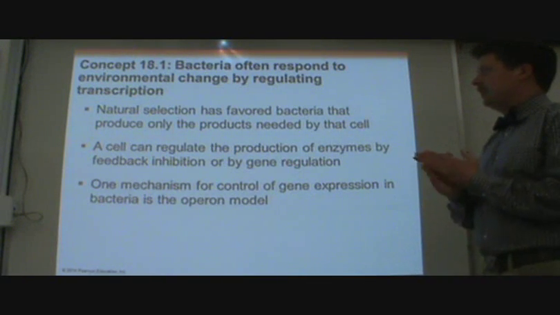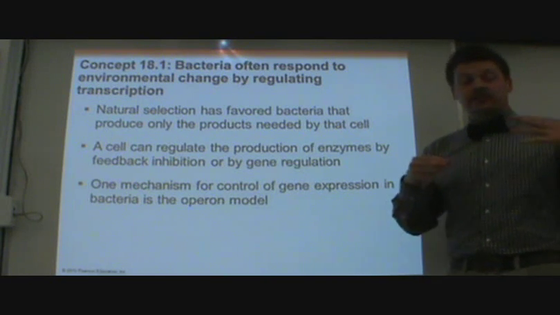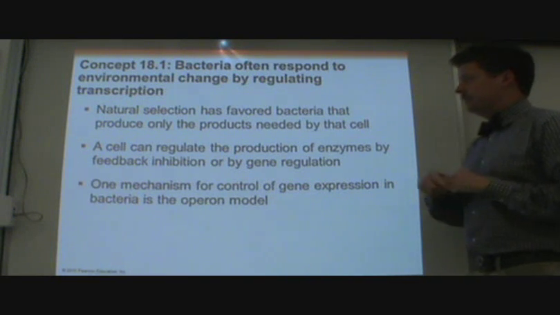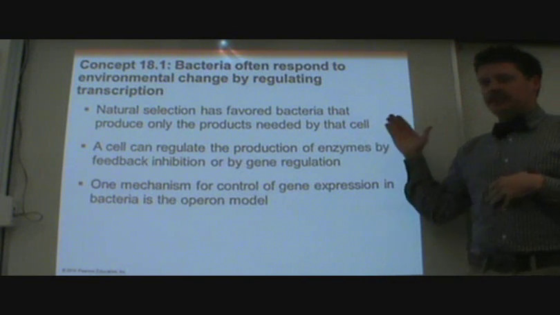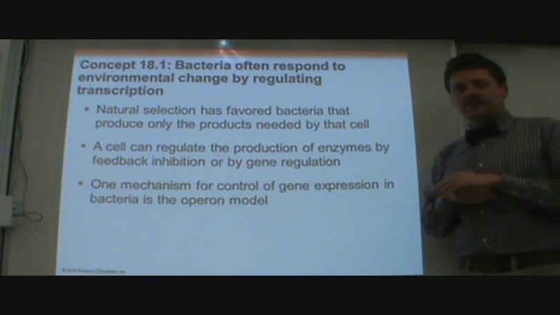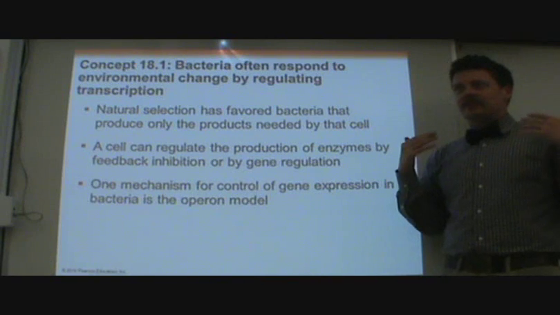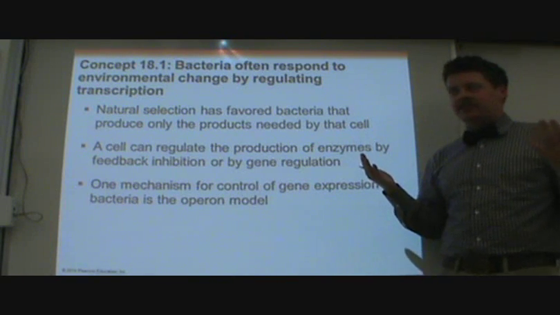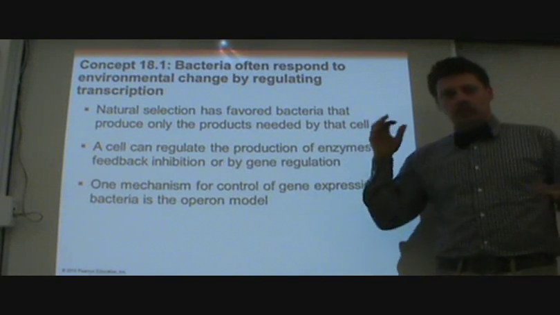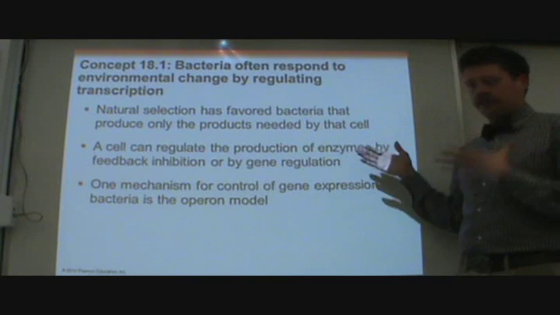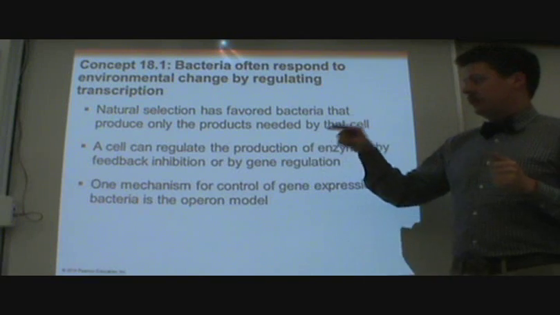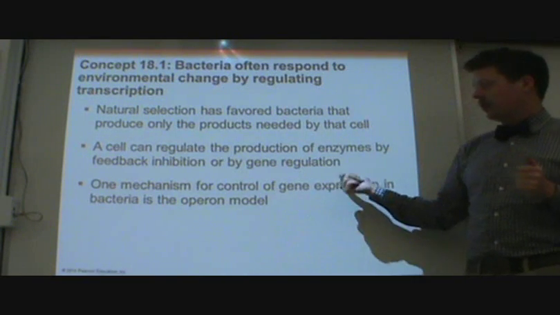So let's talk a little bit about regulating the transcription of the genes themselves. Bacteria do better if they only produce the things that they actually need. You can probably imagine how it would be advantageous to not be producing a bunch of things that you don't need all the time. So bacteria, which is what we're going to be talking about, can regulate the production of enzymes by what's called feedback inhibition or by gene regulation.